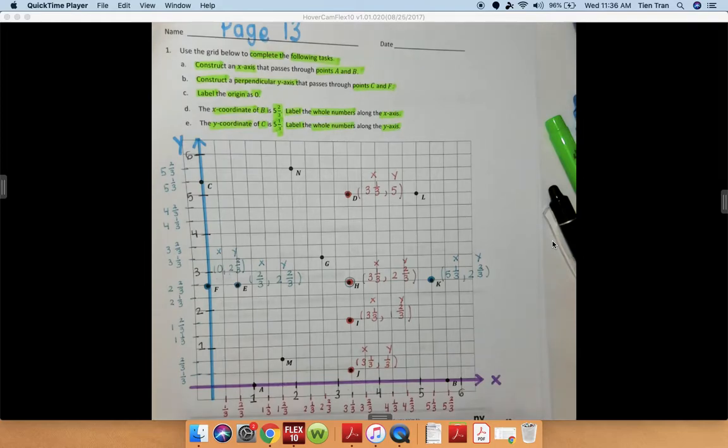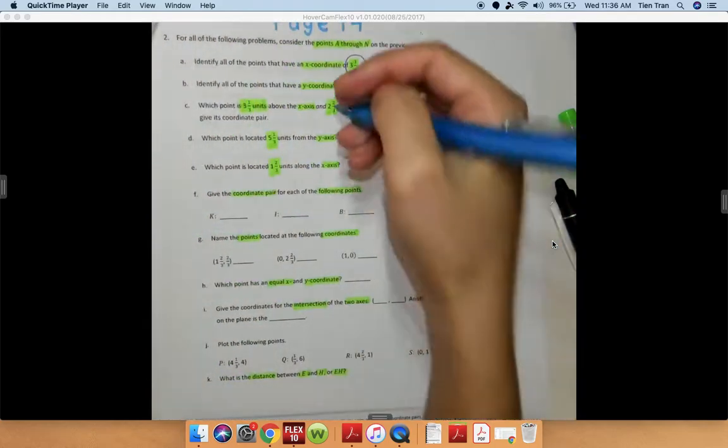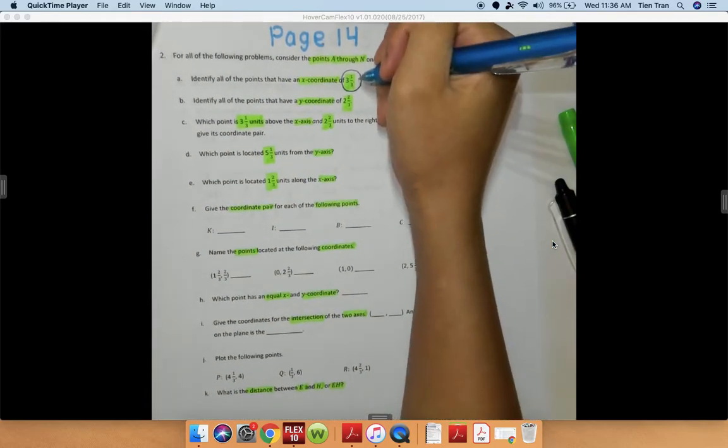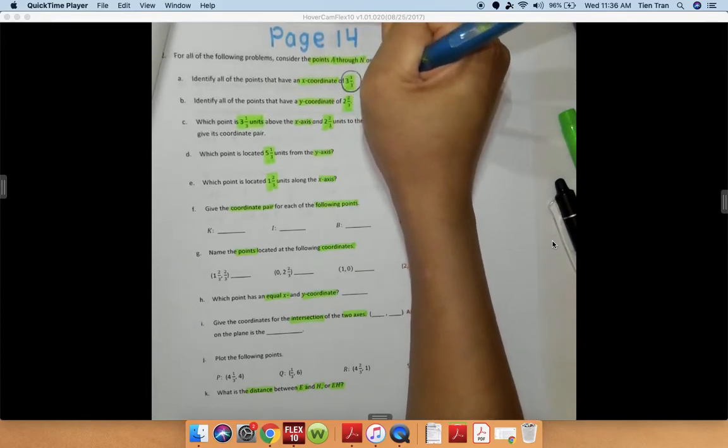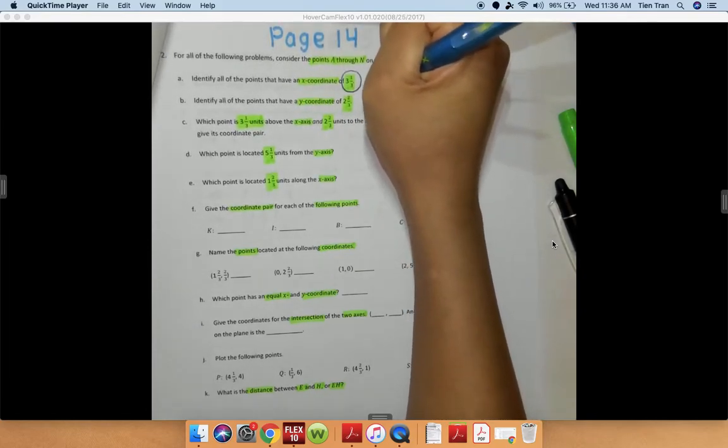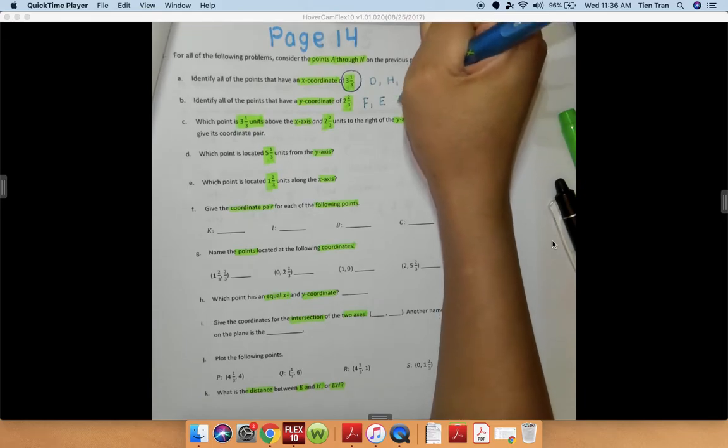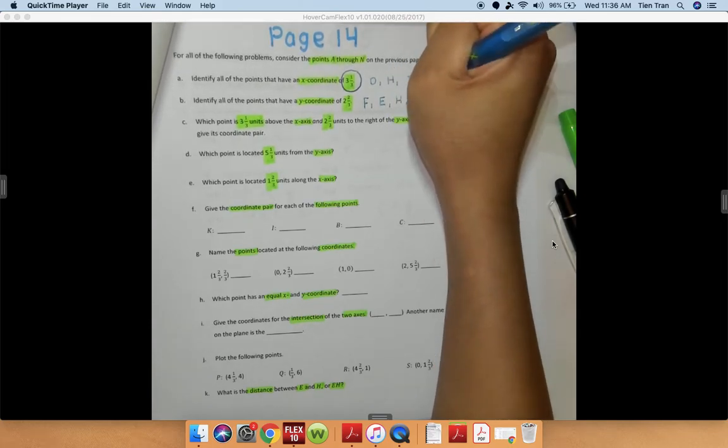My ruler just flew on the floor. Let me write that down. I'm going to write down, we have F, E, H, and K.